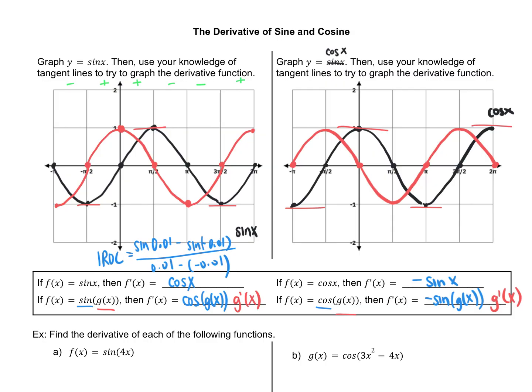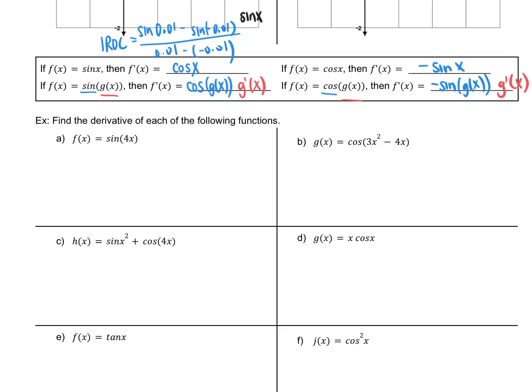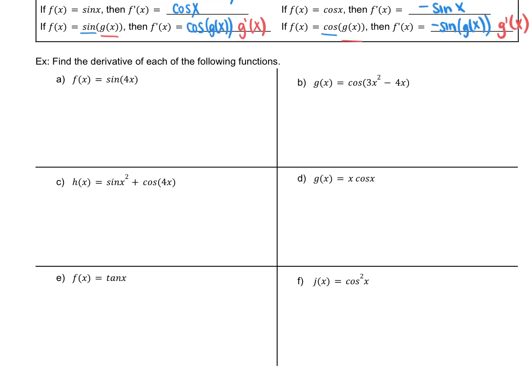So let's try a few examples, and then we'll add on the derivative of tan. So we're going to start with f of x equals sine of 4x. This is a chain rule. Our outside function is sine of something, and the inside function is the 4x. So when we take the derivative, we're going to take the derivative of the outside first. So the derivative of sine is cos, and I'm going to keep the inside the same, not touching that. And once I've done that, now I can go into the inside function, and the derivative of 4x is 4.